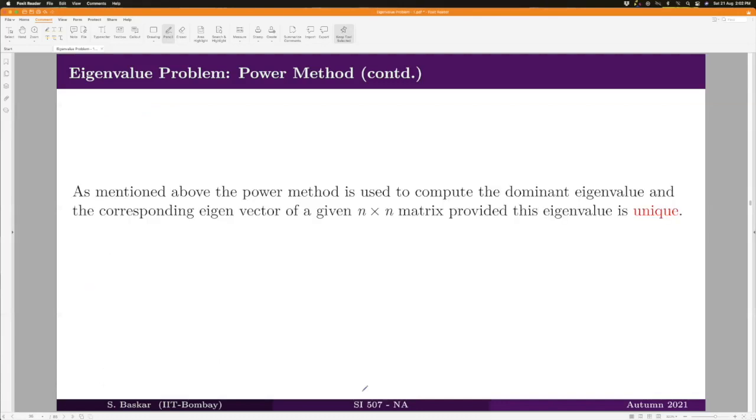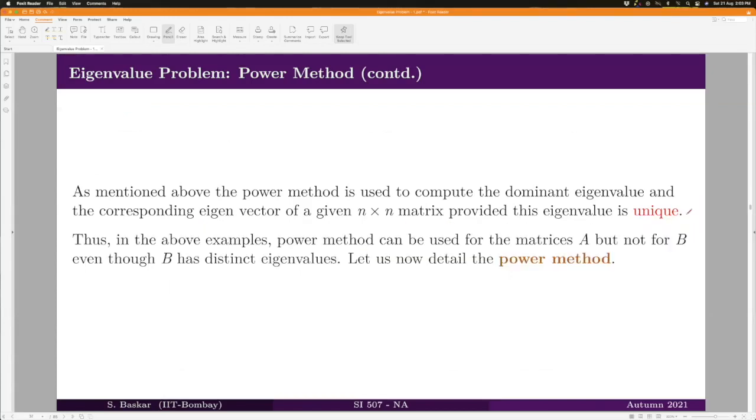This is because the power method can be used to compute the dominant eigenvalue and the corresponding eigenvector of a matrix, provided the dominant eigenvalue is unique. Okay, so this is very important. If the dominant eigenvalue is not unique, then the power method may not converge. So if you go back to our above examples, we can see that we may be able to use the power method successfully for matrix A, but not for the matrix B.